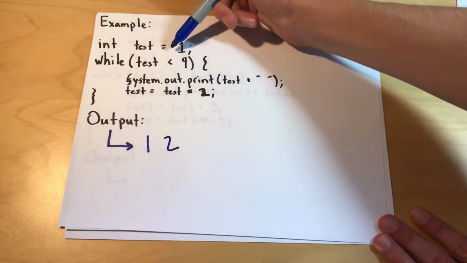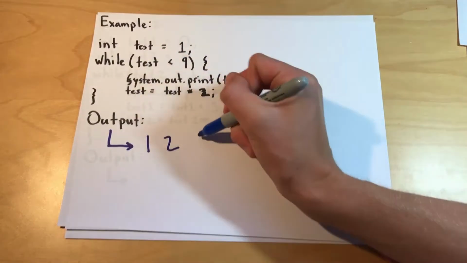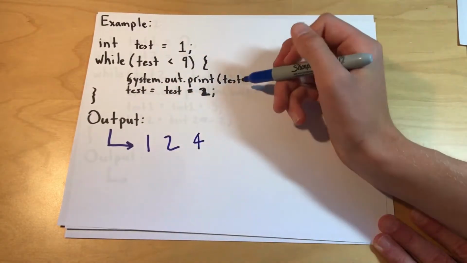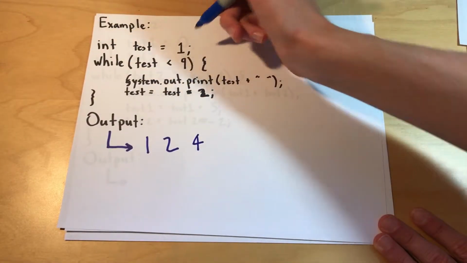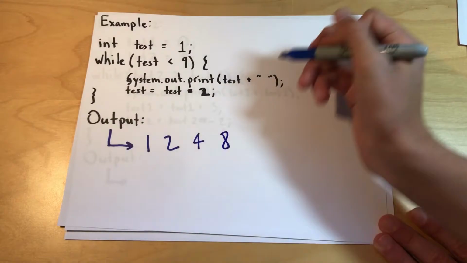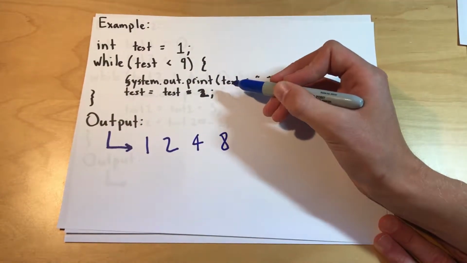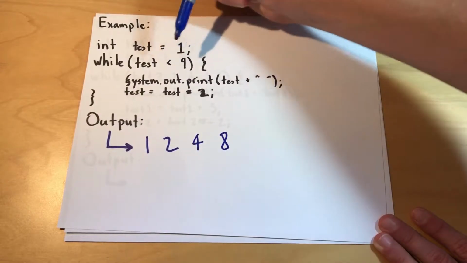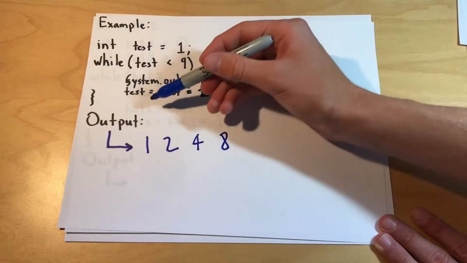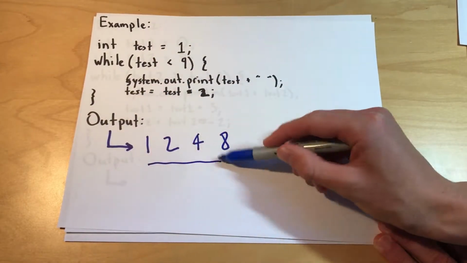Again, we'll go through. 4 is less than 9. We'll print it out, and then multiply it by 2. And lastly, one last time through the loop, it will be 8 less than 9. That is true. It'll print it out, and now our test value equals 16. We go up to the while loop again. 16 is not less than 9. Therefore, it would exit the while loop, and we have our final product here.